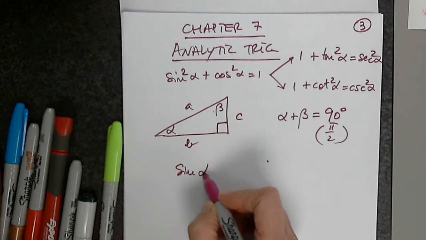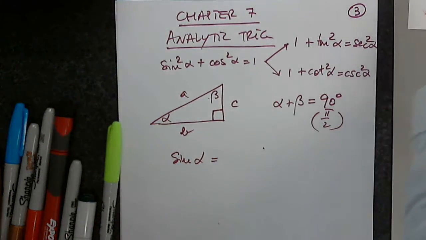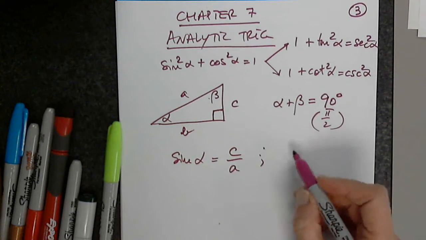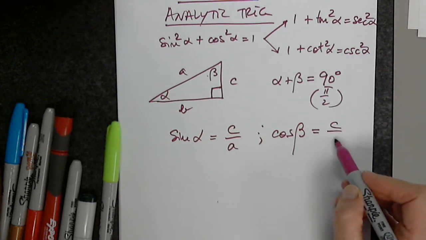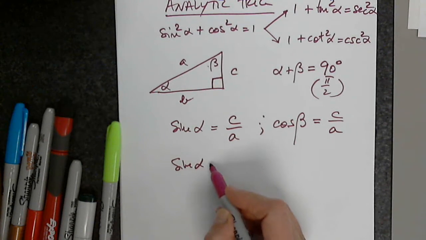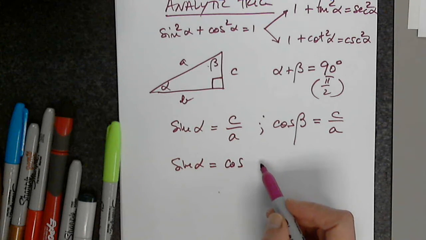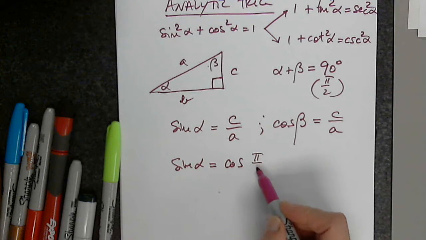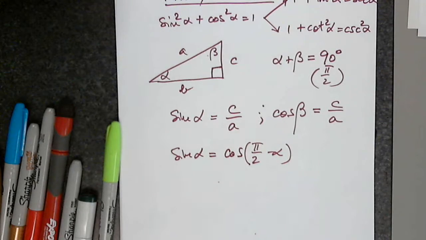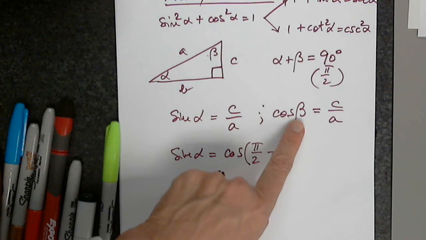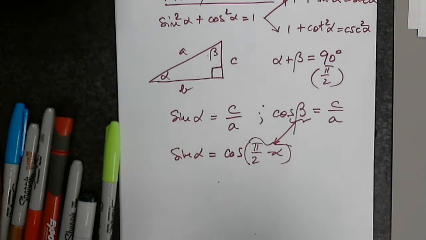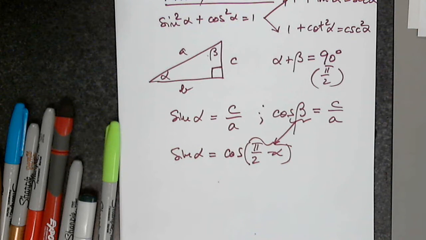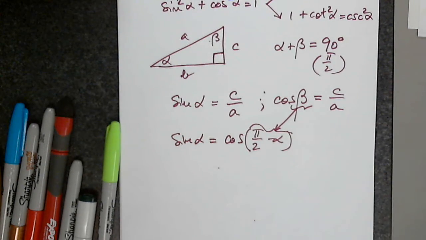So now can anyone give us sine alpha? C over A, perfect. Can anyone give us cosine beta? C over A. Right. So as you see, sine alpha is the same as cosine of beta, or pi over 2 minus alpha. These are the cofunction identities. Instead of writing beta, I wrote pi over 2 minus alpha. But this is beta, right? If I say beta or pi over 2 minus alpha, I mean the same thing. So cosine of pi over 2 minus alpha equals the cofunction alpha.